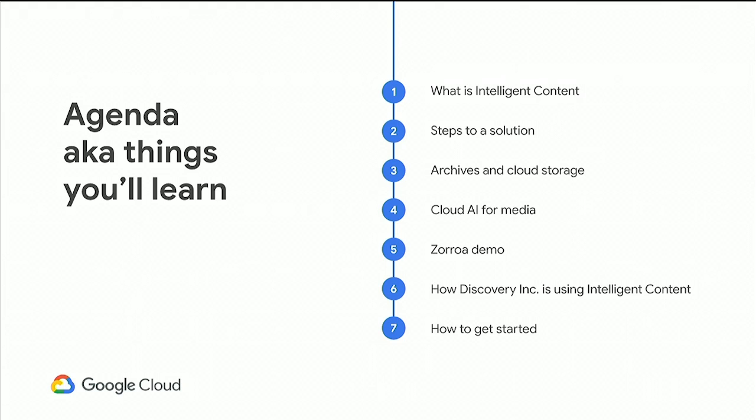Quickly, our agenda for today: we're going to start with an overview of what this notion of intelligent content is all about. We'll walk you through some of the steps to how that solution is put together. We'll talk about how this applies to archives and online or cold storage in the cloud. We'll also be talking quite a bit about the use of AI and ML tools for media. You'll have a demo of one of our partner tools that surfaces, in a very elegant visual fashion, machine learning data and metadata that makes it very easy to search your content.